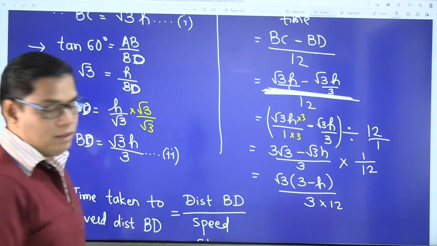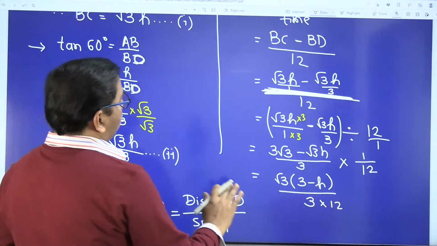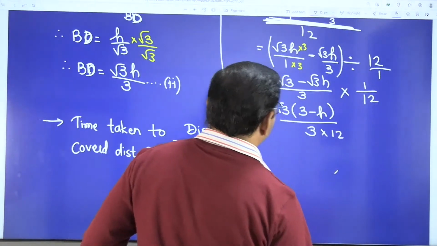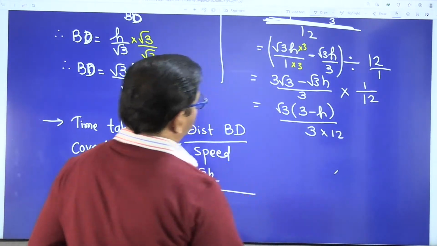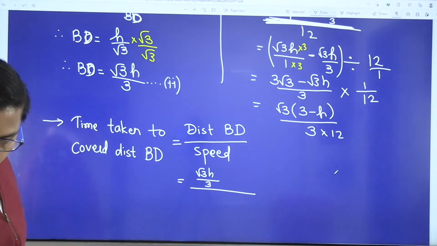Is it fine? Is it correct? So is this the speed of the car? Is there a possibility to solve it further? Have we messed up somewhere?